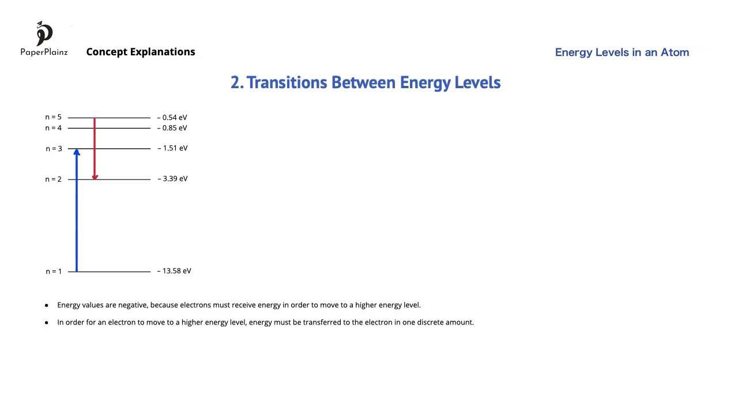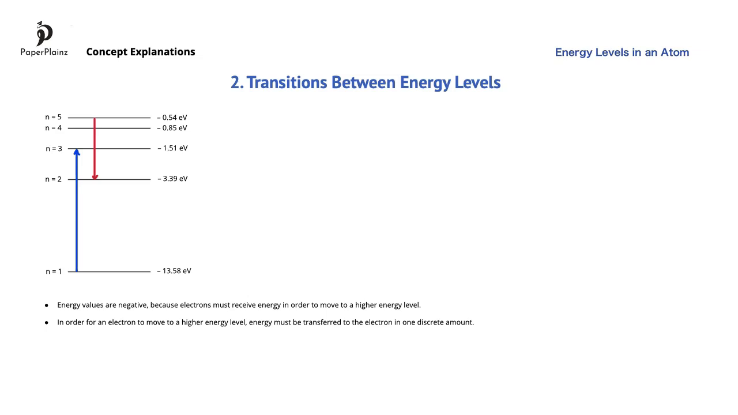This is so because, as we said earlier, energy levels in an atom are quantized. As an example, let's take a transition from the first energy level to the second energy level. The difference between these 2 energy levels is 13.58 minus 3.39 electron volts, so 10.19 electron volts. So if we want an electron to transition from the first to the second energy level, we need to supply the 10.19 electron volts all in one go.